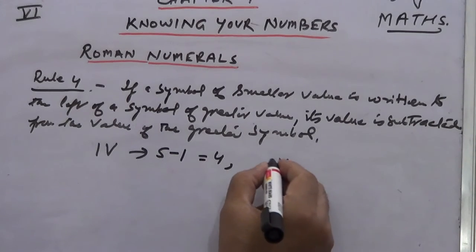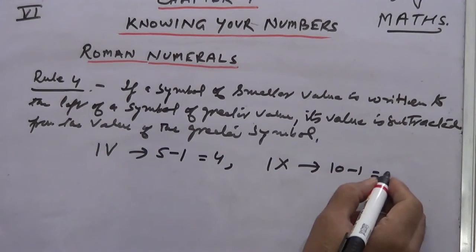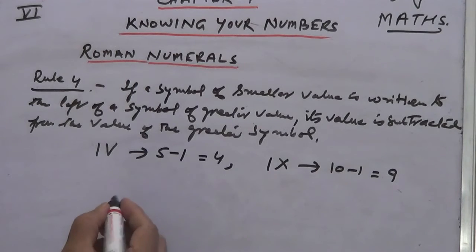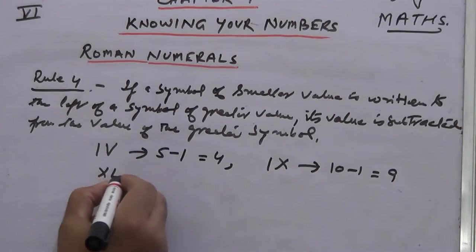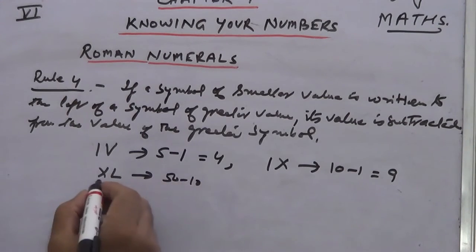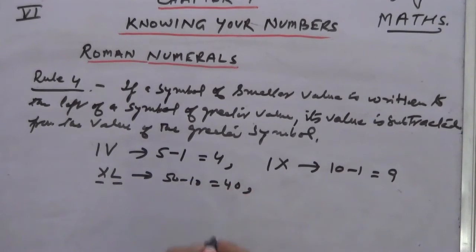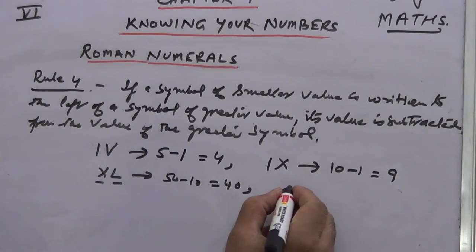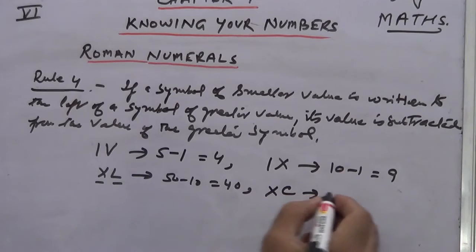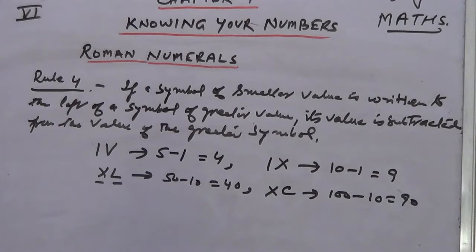Similarly, if we write I before X, it gives you 10 minus 1, 9. And if we write X before L, X stands for 10, L stands for 50, the value becomes 40. And similarly, if we write X before C, it means 100 minus 10 is equal to 90. So children, the value is subtracted if we write a smaller value symbol before a greater value symbol.